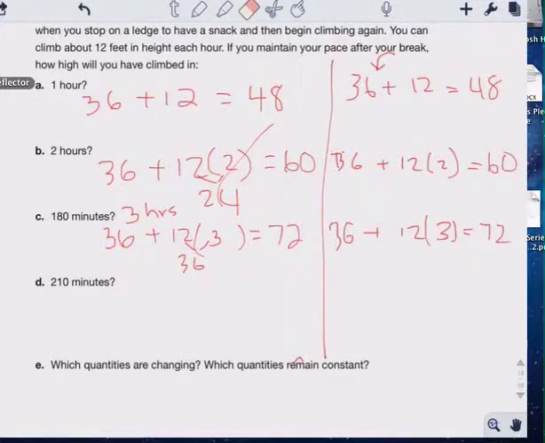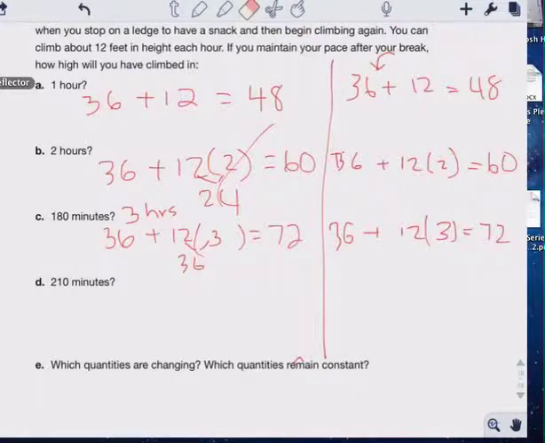Okay? Now, third, 210 minutes. My question to you is, how many hours is that? How many hours is 210 minutes? Not 6 hours. 4 hours? Okay.